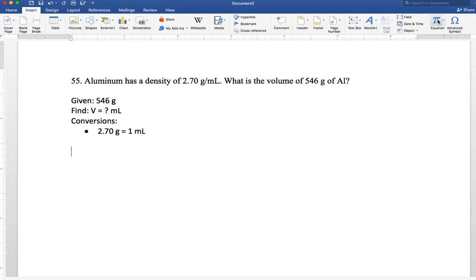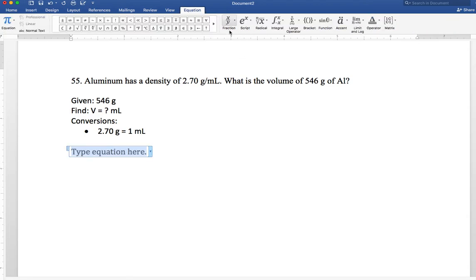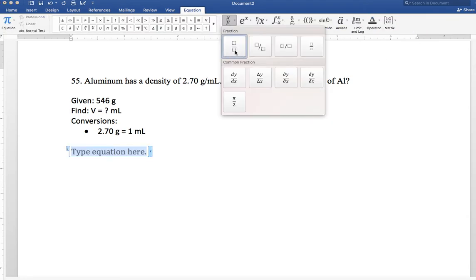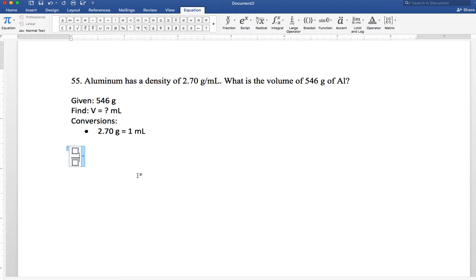And so then we're going to set it up like we did with the previous ones with the ratio. And we're just going to follow the order it has in the conversions. I don't know if I mentioned this earlier, but in this case, I'm going to say grams over milliliters equals grams over milliliters.